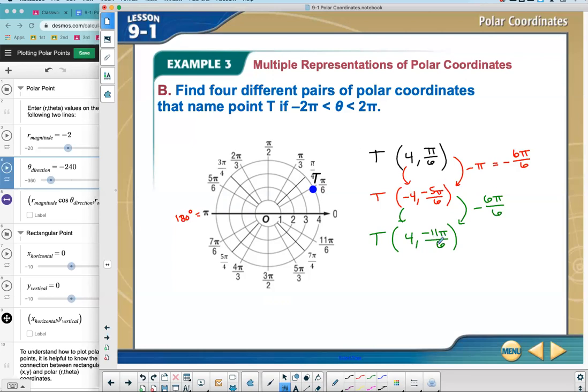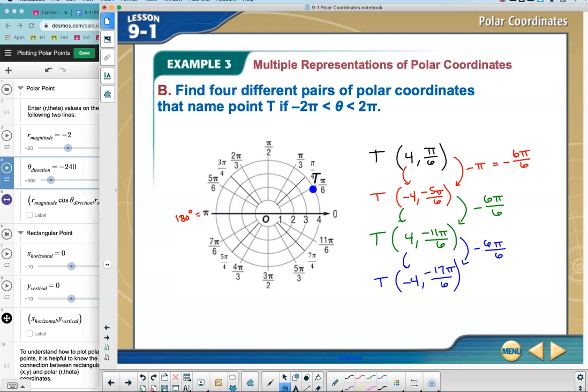Now you might be sitting there going, Mr. Voorhees, this is definitely easier. Why didn't you show us this first? Well, because you run into a problem here. If you try to subtract 6 pi over 6, we break a rule. This would be negative 17 pi's over 6.